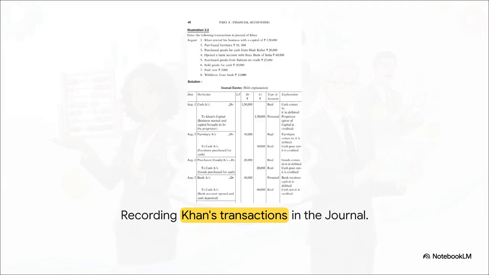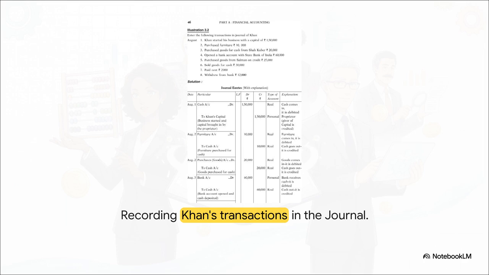Now, what's really cool is seeing how that theory translates into a proper formal journal entry. Take a look at that August 1st entry. Cash is a real account, and since cash is flowing into the business, we debit it for the $150,000. Khan's capital, on the other hand, is a personal account. Since he's the giver, we credit it for $150,000.